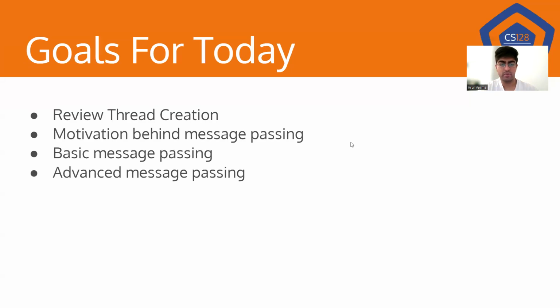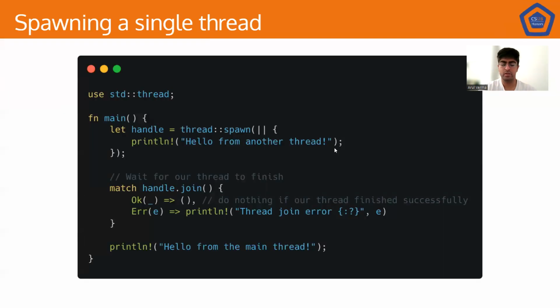So the goal for today is to talk about thread creation and review thread creation as a whole from last lecture. Then go over the motivation behind message passing, give some examples of basic message passing, and then go over some advanced message passing examples.